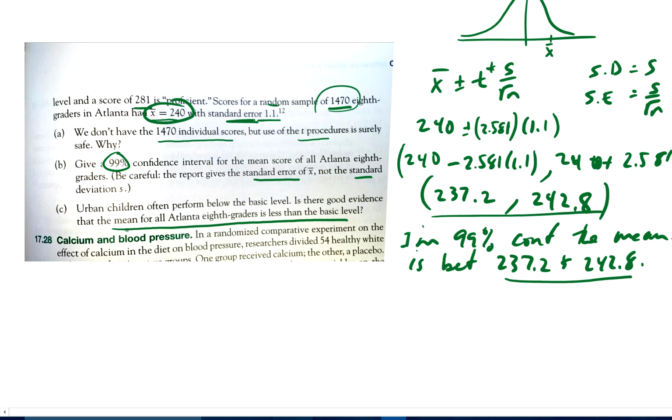So what do you say for C? Is there good evidence? Yeah, this looks like it's pretty good evidence. Okay. Yes, because of that statement right there. Because I have evidence that the mean lies in this interval. Okay.